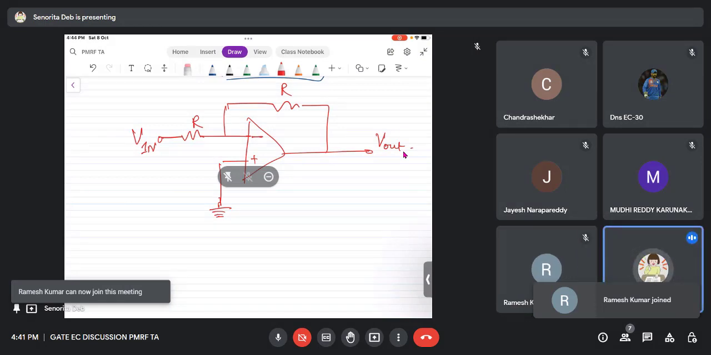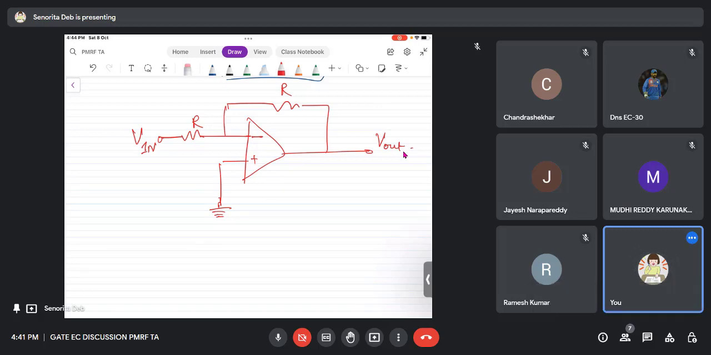And therefore we come to the concept of virtual ground. Basically you can see that there is a virtual short circuit between these two nodes, between the inverting and non-inverting terminal, because VD is tending to 0, right? For a negative feedback configuration, VD tends to 0, and therefore I can say that a virtual short circuit exists between V1 and V2.